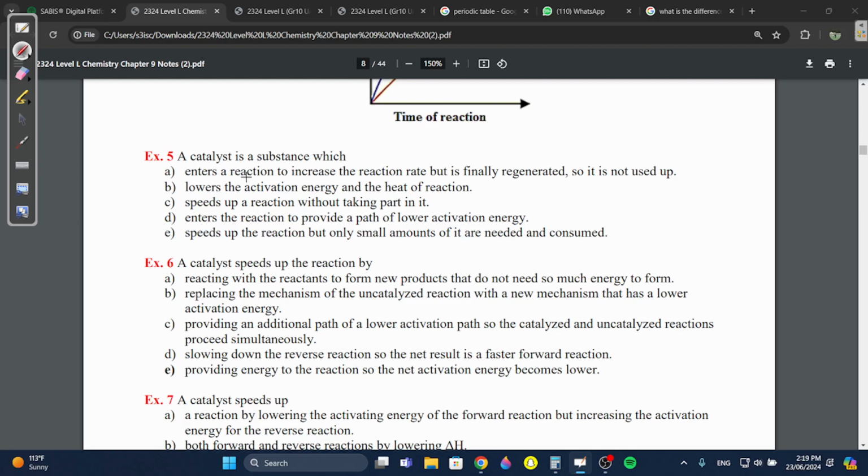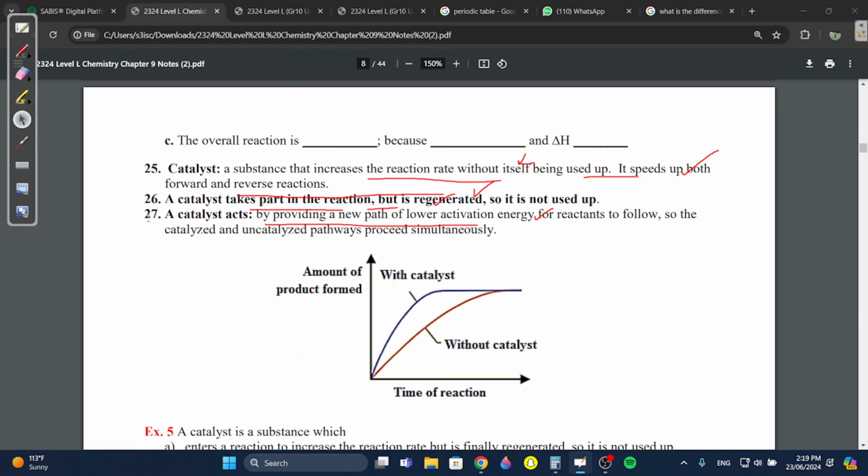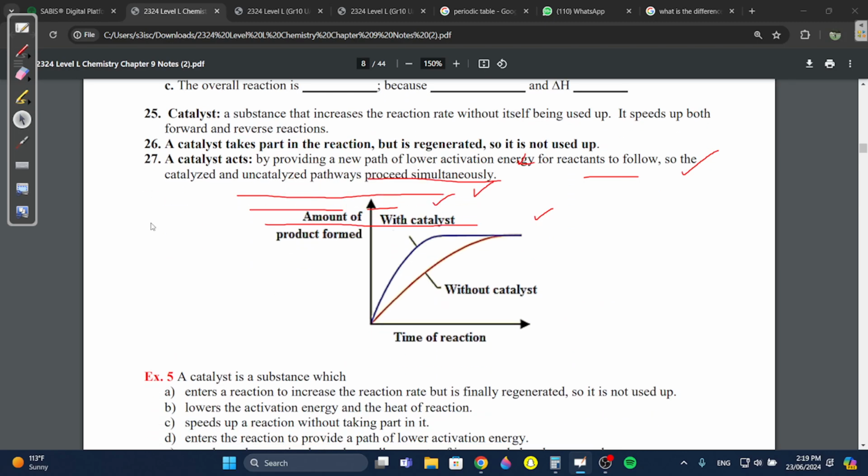A catalyst is a substance which enters a reaction to increase the reaction rate, but is finally regenerated, so it's not used up. We know that. It lowers the activation energy and the heat of the reaction. Yes. It speeds up the reaction without taking part in it. Yes. It enters the reaction to provide a path of lower activation energy. We know this, that's correct. It speeds up the reaction, but only small amounts of it are needed and consumed. I don't know about this one. A catalyst takes part but regenerates, so it's not used up.